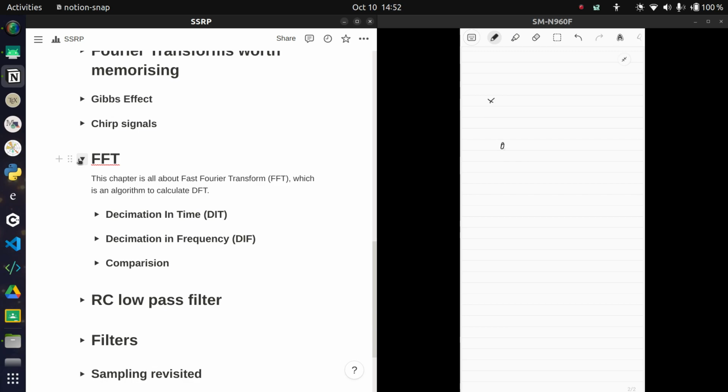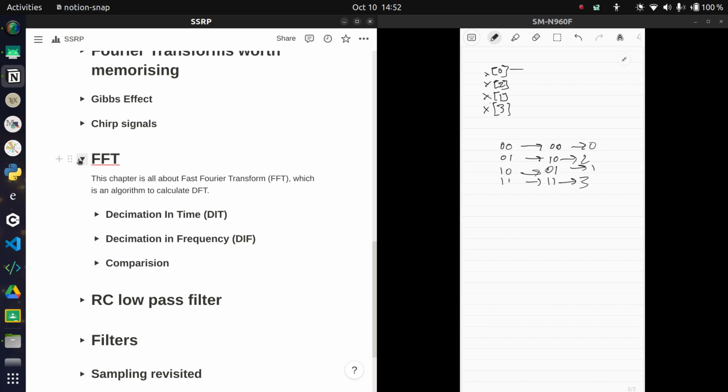So 0 is 00, 1 is 01, 2 is 10, and 3 is 11. Bit reverse this and you get 00, which is 0, then 10, which is 2, then 01, which is 1, and then 11, which is 3. So you would have x0, x2, x1 and x3. That's the bit reversed ordering.